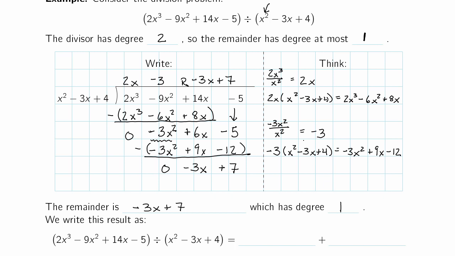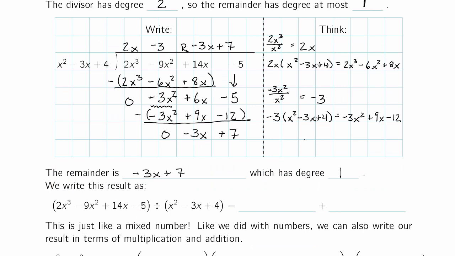Now, there are lots of ways we could write the result of our division. When we have a remainder like this, we like to write our answer as our quotient plus our remainder over the divisor. This is like writing the results of division with numbers as a mixed number, right? So our whole number part and our fraction part for a mixed number.